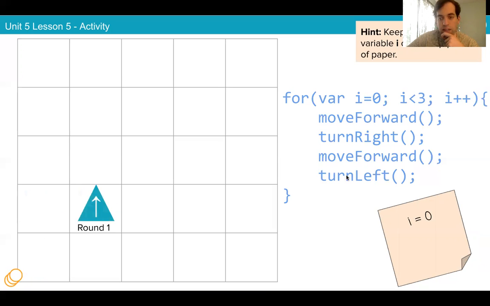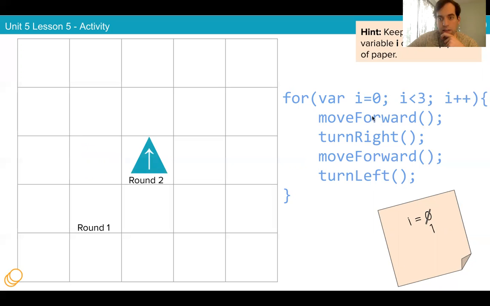Okay, so that was the end of round 1. And after we run through this code once, we take the value and we add 1 for I. So now I is 1. 1 is still less than 3, so we're going to do everything again. Move forward, turn right, move forward, turn left.